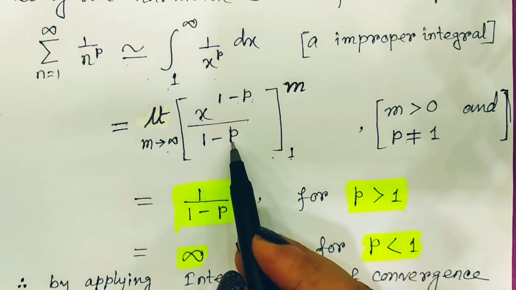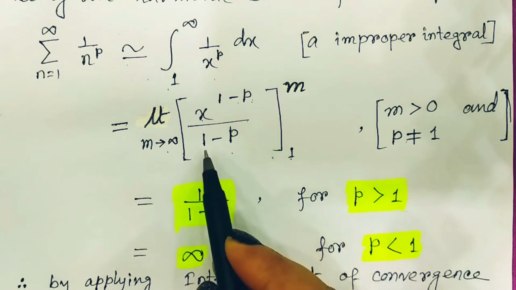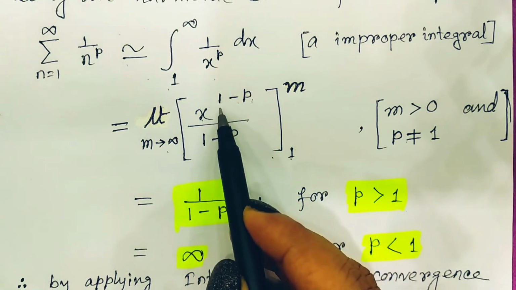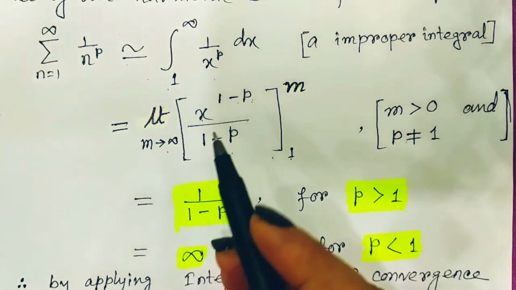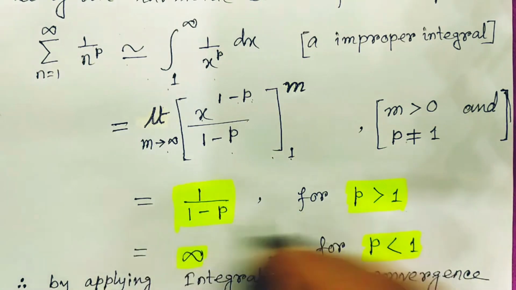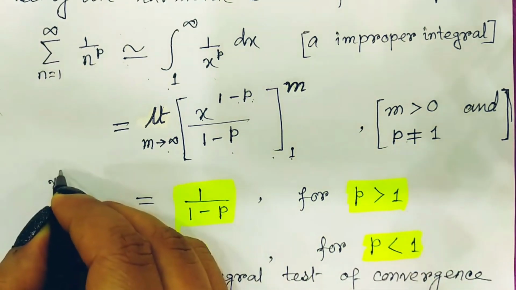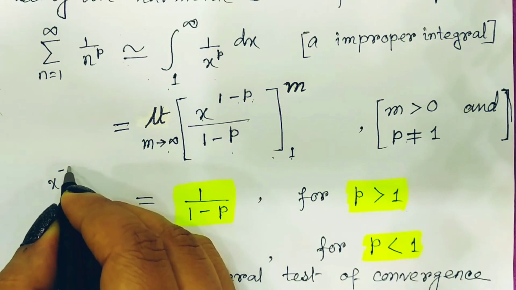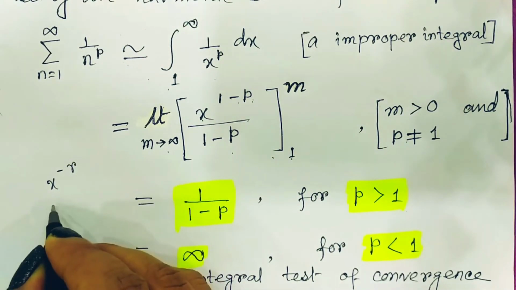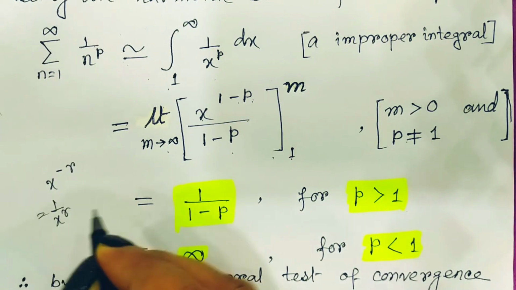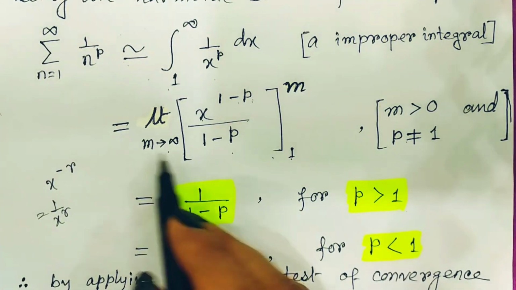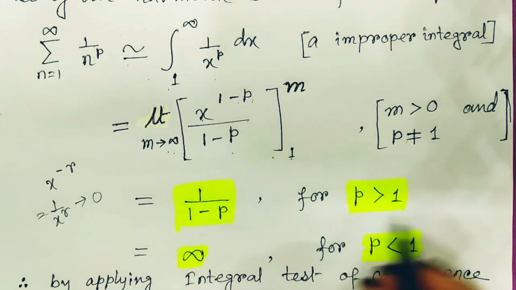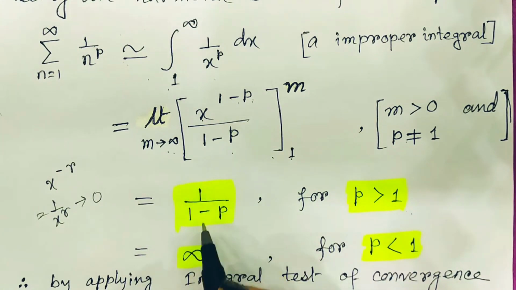The p value being greater than 1 means 1 minus p is negative, and the power of x is also negative. A negative power of x means 1 upon x to a positive power. If p is greater than 1, the power is something negative, suppose it is r, so we can write it as 1 by x to the power r. As m tends to infinity, that tends to 0 definitely. So for p greater than 1, the limiting value is 1 divided by (1 minus p).